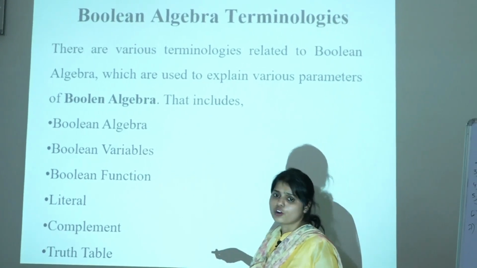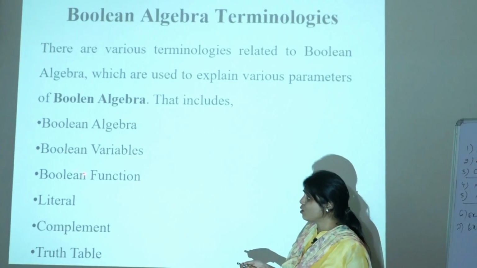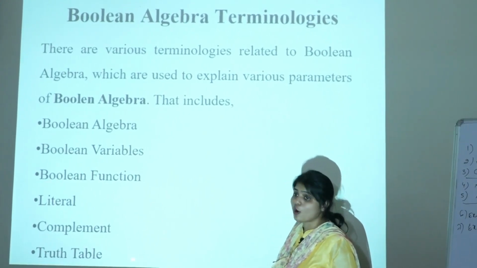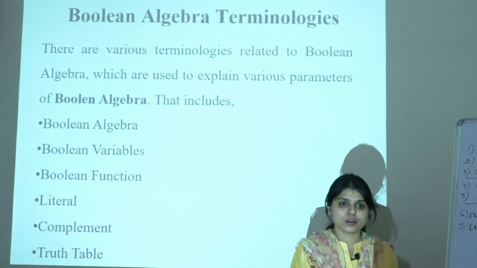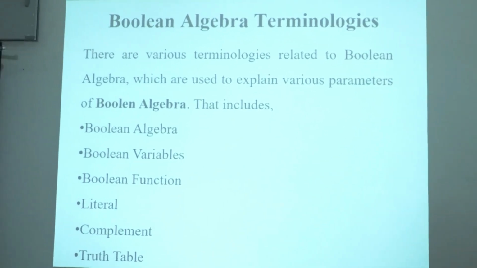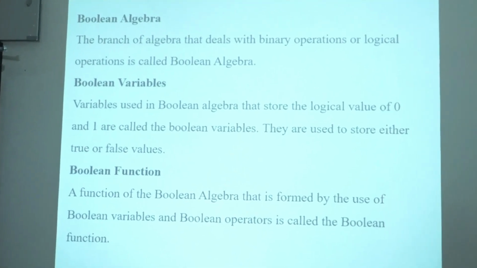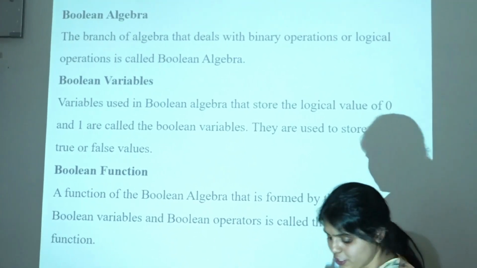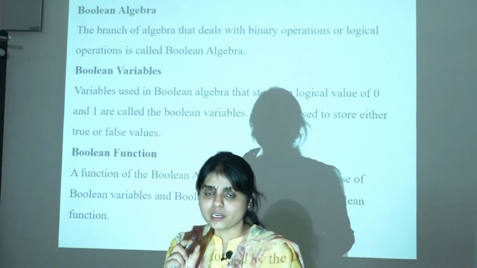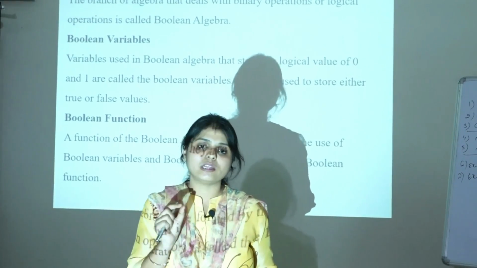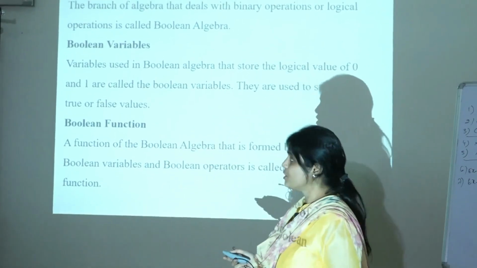So often we come across these terms: Boolean algebra, Boolean variables, Boolean function, literals, complements and truth table. Okay, so I'll give you a quick recap on each one of them. The branch of algebra that deals with binary or logical operations. So in Boolean algebra, when you're dealing with logical operations, we call it Boolean algebra.